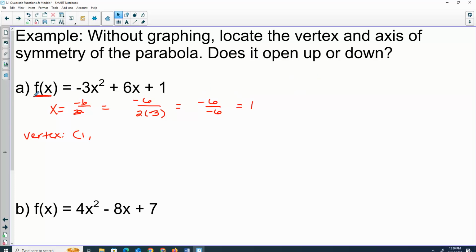Here is our function, the formula. I know my x is 1, so we plug the 1 in. So if we plug that in, we get.